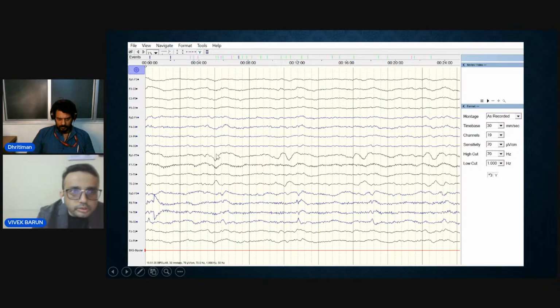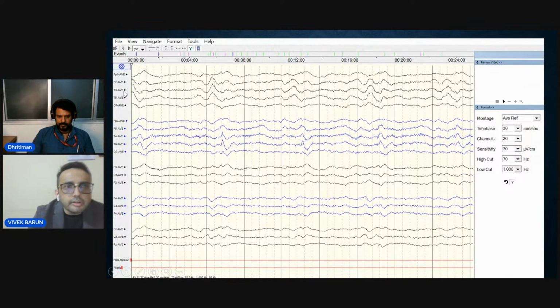It is occurring first on the left side, then on the right side. So they are occurring independent of each other. They are independently occurring. They are of different morphology. So we can call this a bilateral independent periodic discharge.